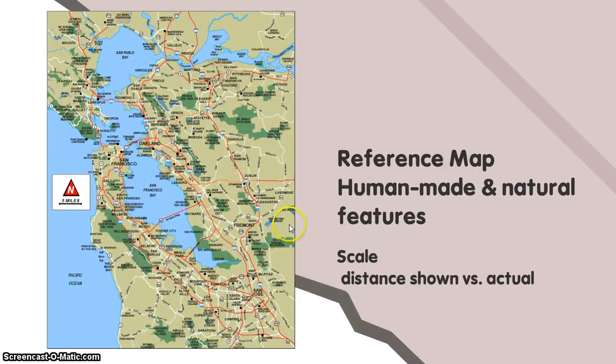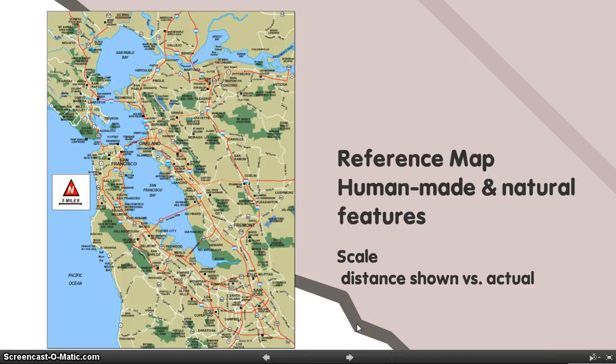We see another reference map here, which shows some natural features, San Francisco Bay, as well as the Pacific Ocean. Along with man-made features, in red, we see major highways. Reference maps put those two things together to describe a region, those human-made and natural features. It provides us with a scale, so how big is it? In this example, 5 miles is equivalent to 1 inch on the map versus the actual scale, because we wouldn't want an actual life-size map of San Francisco.